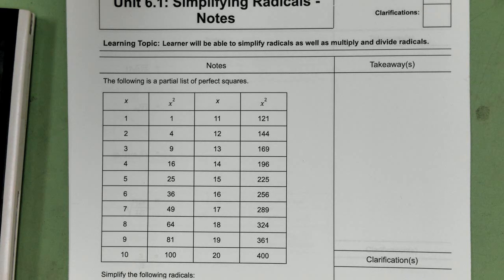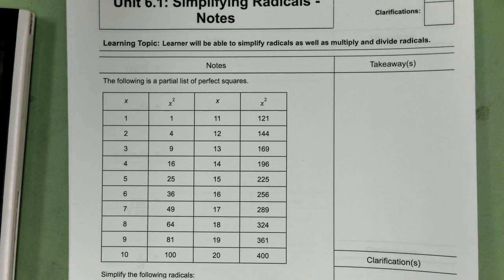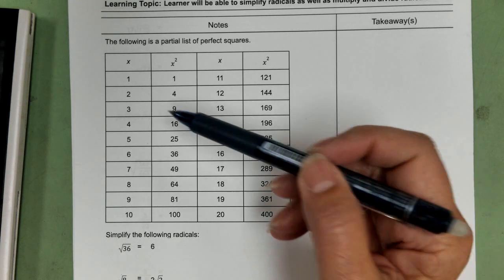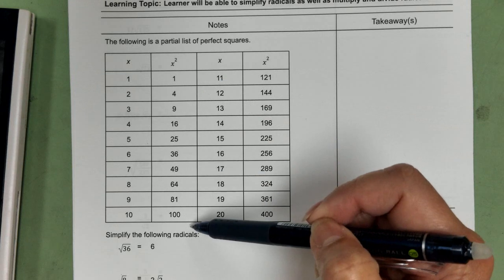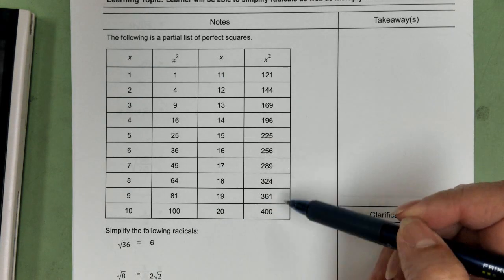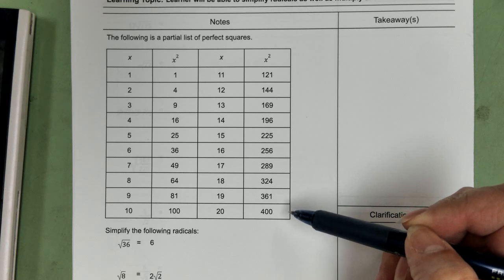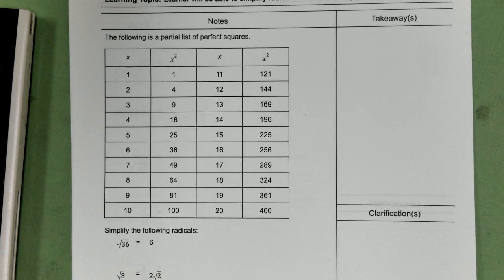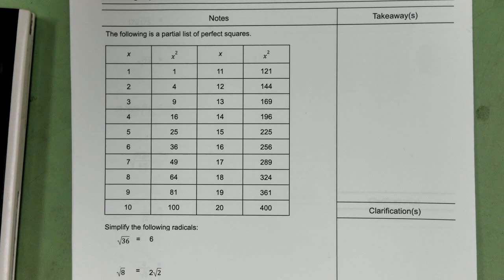In this lesson, we're going to learn how to simplify radicals as well as multiply and divide radicals. So here at the top of the page, you have a partial list of perfect squares. Here's your x value, here's the value squared. So when you're going to simplify radicals, come up here and look and see if you have a perfect square before going through the process. And we will be using your calculators for this lesson.